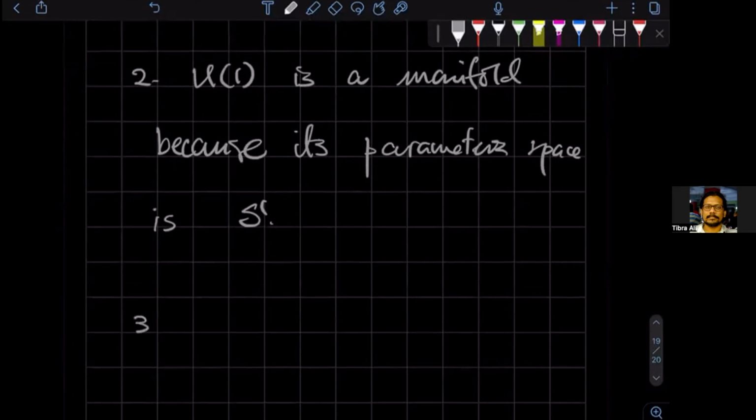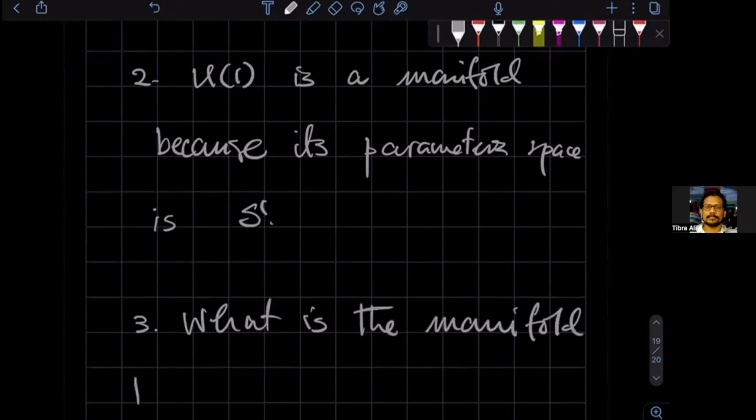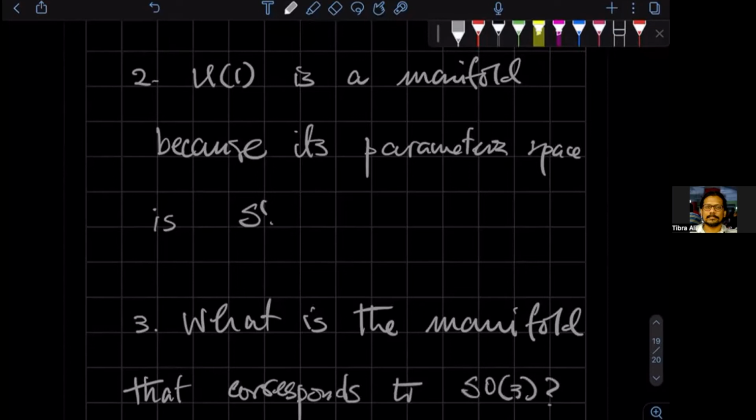So naturally, of the groups that we've met, the natural question is, what is the manifold that corresponds to SO3? That's the next question. Before we answer that question, are there any questions?